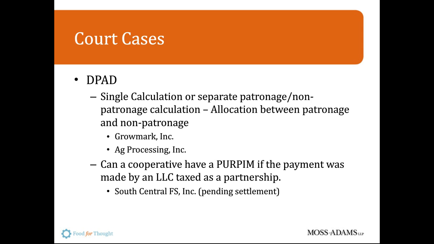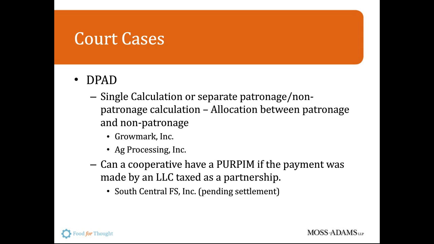The other court case of interest is South Central FS, and it is currently pending settlement. It was supposed to go to trial last month, but instead they've reached a settlement agreement that is currently being drafted after verbal commitments to both sides. The issue there was, can a cooperative have a per unit retained paid in money if that payment was made by an LLC that was taxed as a partnership?